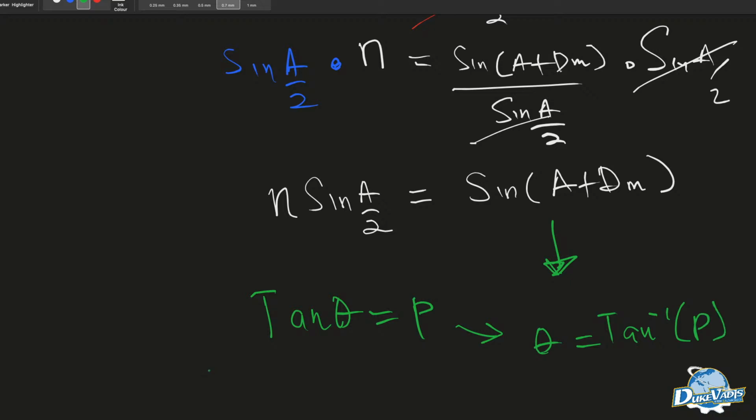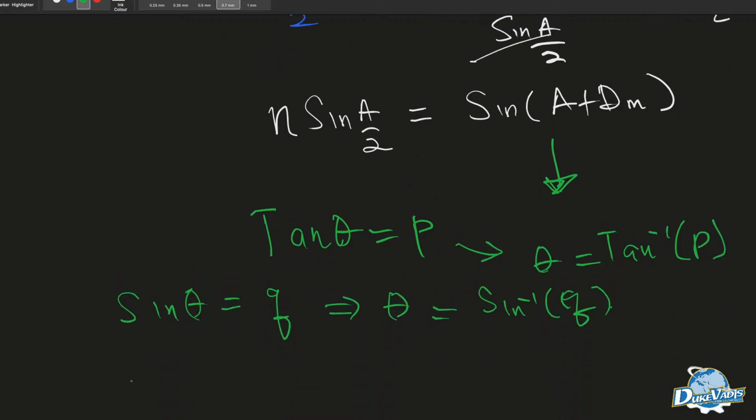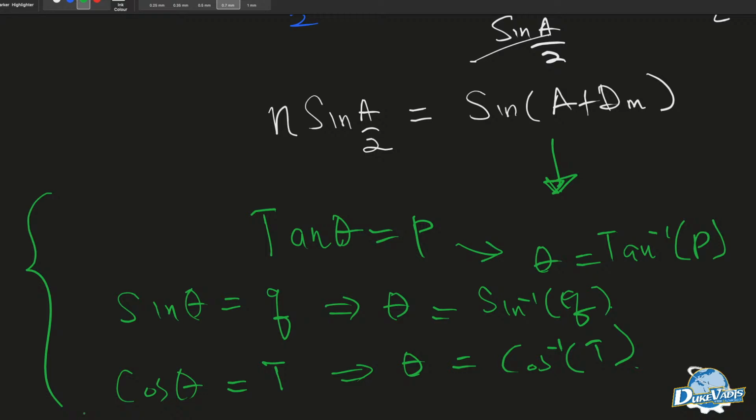In the same way, if I have sine theta equals Q, to make theta the subject, I can say that theta equals sine inverse of Q. In the same way, if I have cos theta equals maybe T, how do I find my theta? My theta will be equal to cos inverse of T. So that's how I can make theta the subject. We are going to apply this knowledge over here where we see the sine of (A plus D).